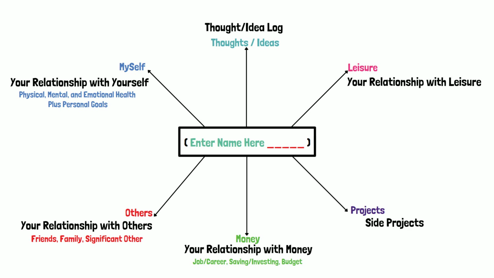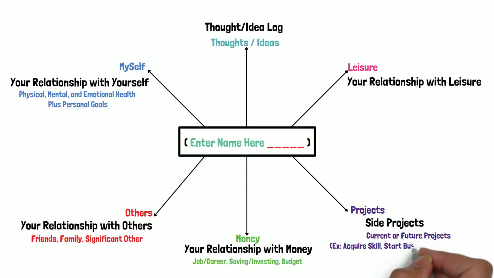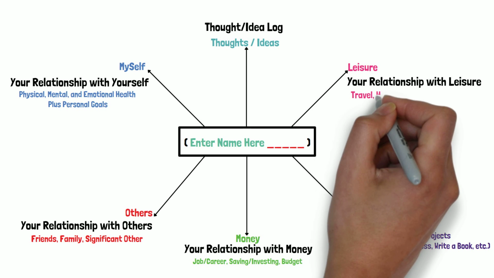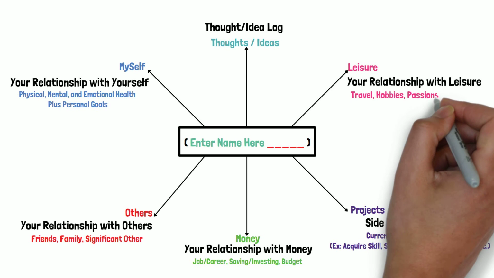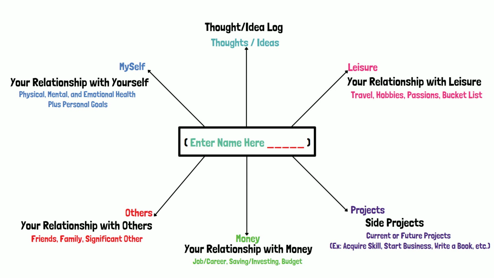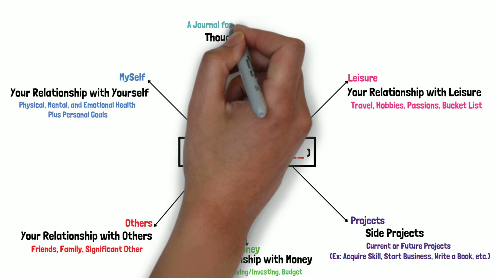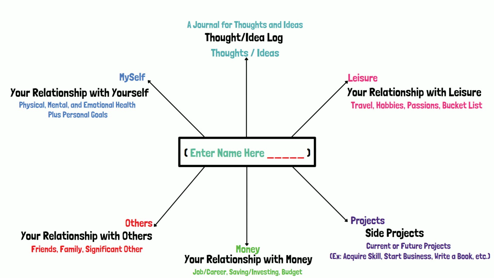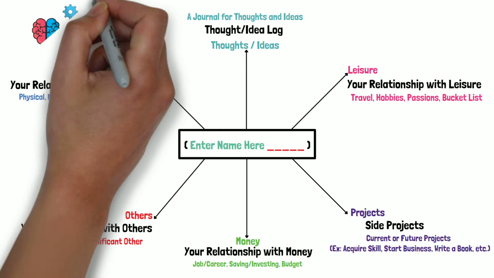Projects covers any ideas that you are currently working on, or want to tend to later in life. This could be anything from skills you want to acquire to a business you want to start. Leisure is also an important part of our lives, and this topic covers your relationship with things like travel and hobbies. Lastly, we have thoughts and ideas, which serves as a journal to log your thoughts and ideas.